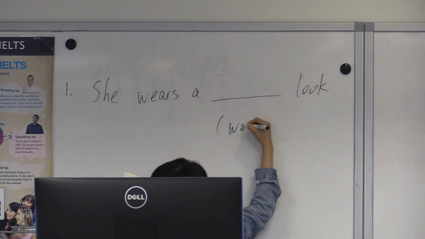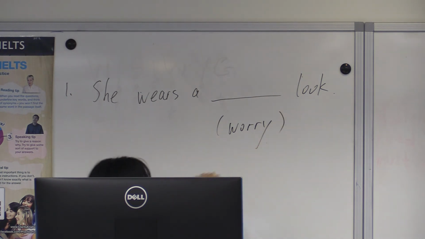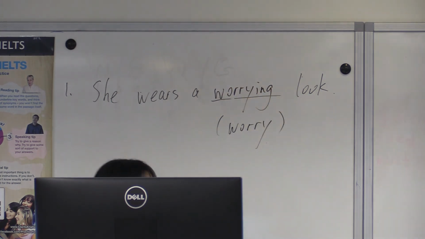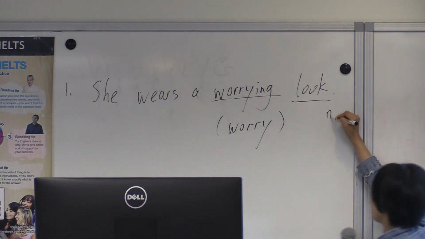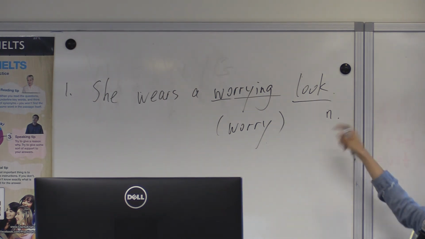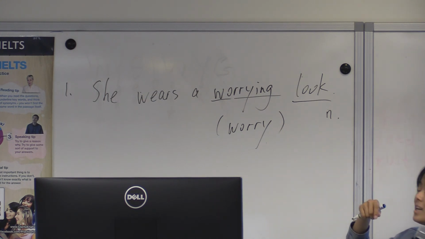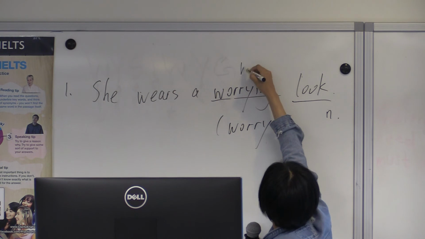The word given is worry. A lot of students may make a mistake. They said she wears a worrying look because I think in primary school the teacher told us that if you see an object, not a person, you just use the ing adjective. So I think at that time 90% of the students wrote worrying, so they lost the point. And the correct answer is worried.